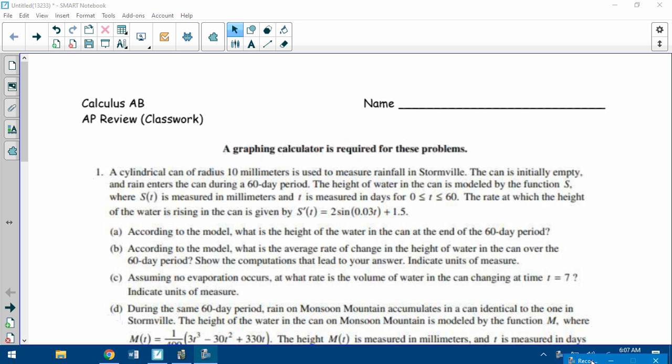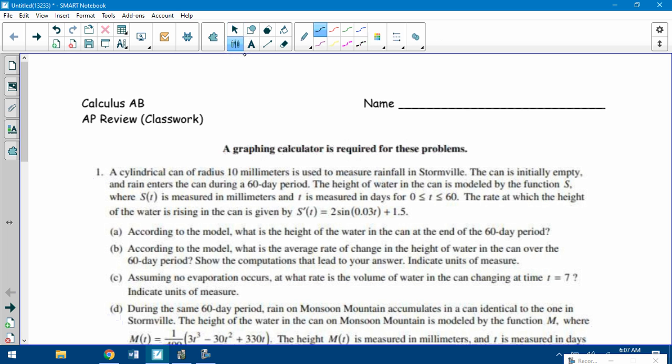Number one says, a cylindrical can of radius 10 millimeters is used to measure rainfall in Stormville. The can's initially empty, and rain enters the can during a 60-day period. The height of the water in the can is modeled by the function s, where s of t is measured in millimeters and t is measured in days for 0 to 60. The rate at which the height of the water is rising in the can is given by s prime. Okay, so sometimes I like to kind of draw out what I can.